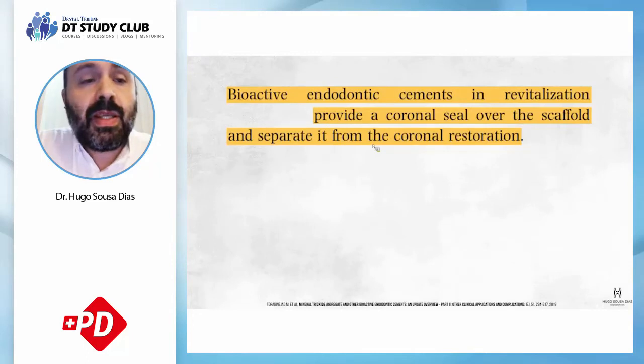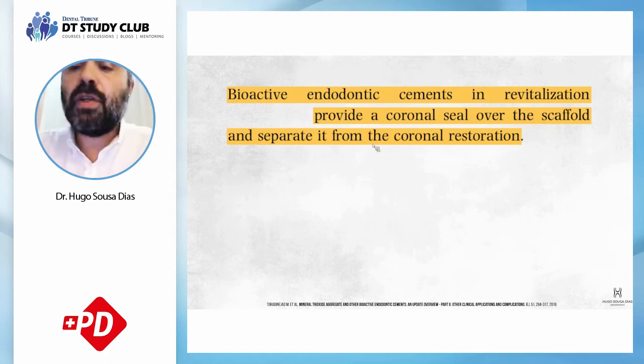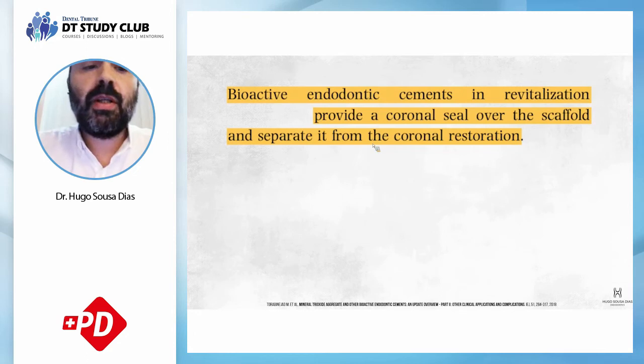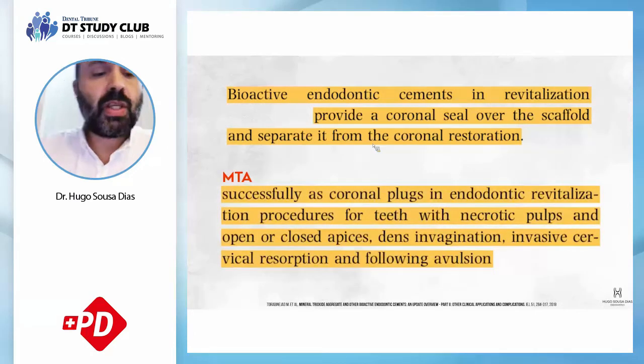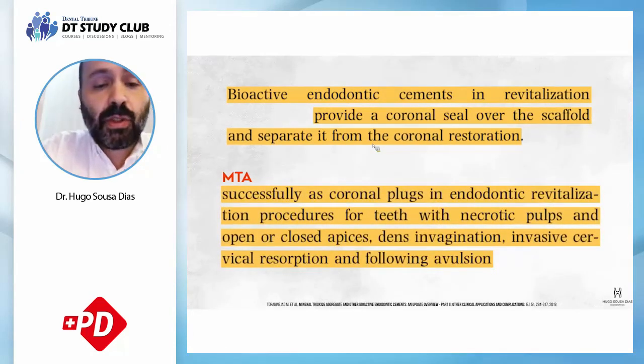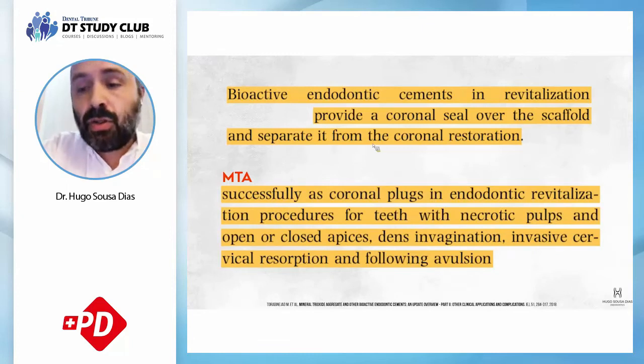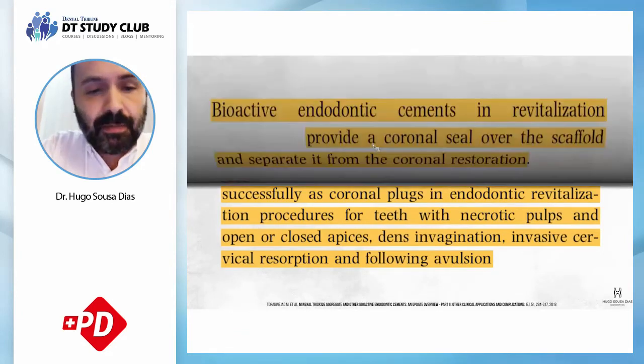But these bioactive endodontic cements in revitalization provide a coronal seal. The main goal is to create a coronal seal over the scaffold and separate it from the coronal restoration. And in this way, using MTA, I can have a successful coronal plug in endodontic revitalization procedures for teeth with necrotic pulps and open or closed apexes.